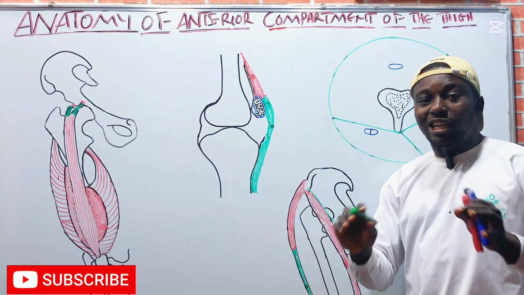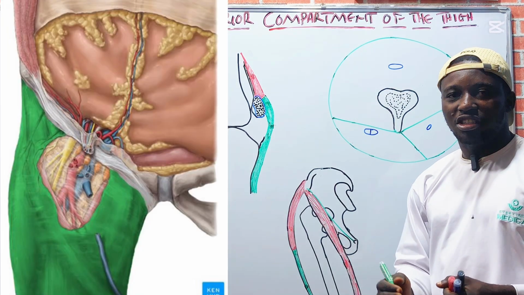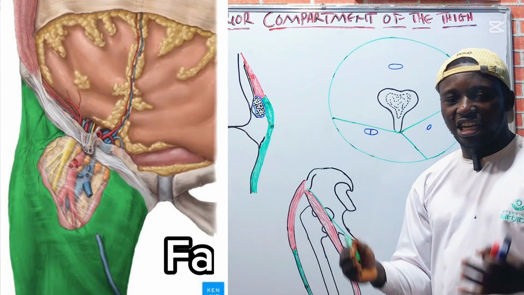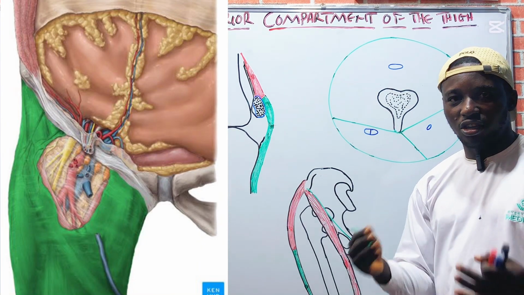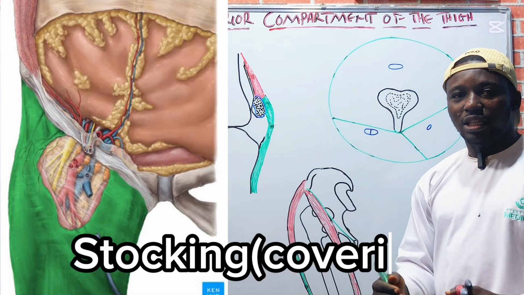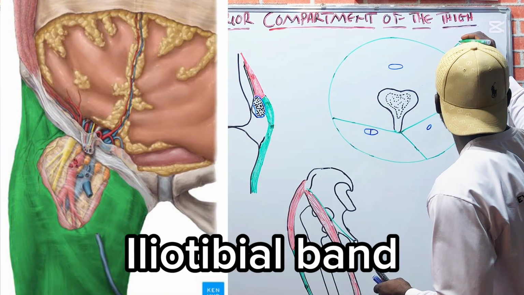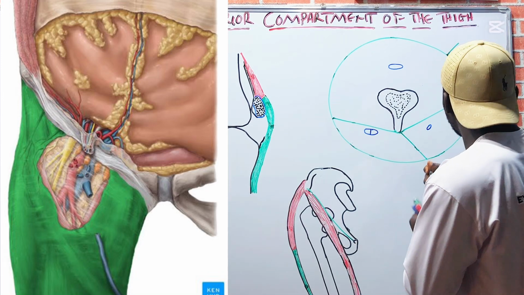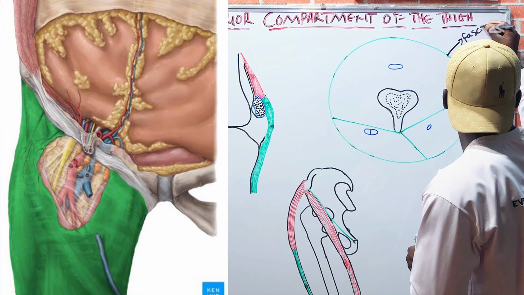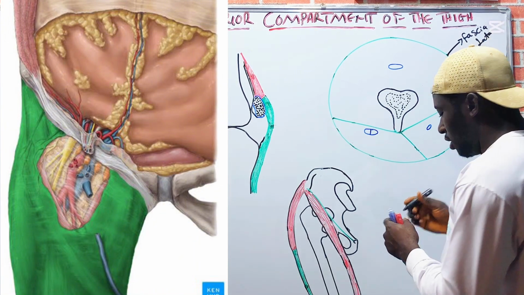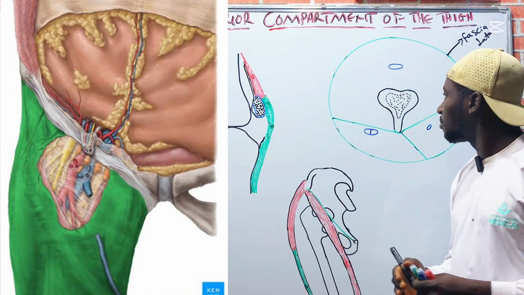the thigh is enclosed or covered by a fascia sheet known as the fascia lata. The fascia lata encloses the thigh like a sleeve or a stocking. The fascia lata can be called the iliotibial band. So here is the fascia lata. This is the fascia lata. It encloses the thigh like a sleeve or a stocking.